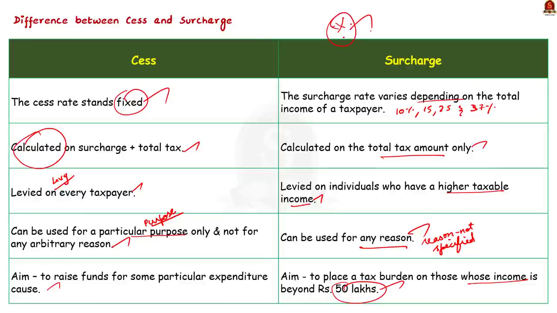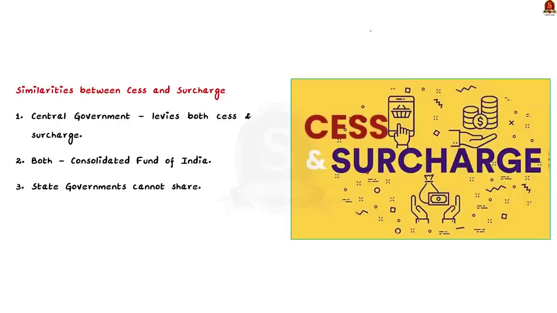Now, before concluding our discussion, let's see some similarities about cess and surcharge. Firstly, the central government is the sole authority that levies both cess and surcharge. So, this is one similarity. Secondly, both cess and surcharge that are collected will be taken into the Consolidated Fund of India. So, this is the second similarity. Finally, state governments do not have any share of cess and surcharge from the Union government. So, these are all the similarities about cess and surcharge.